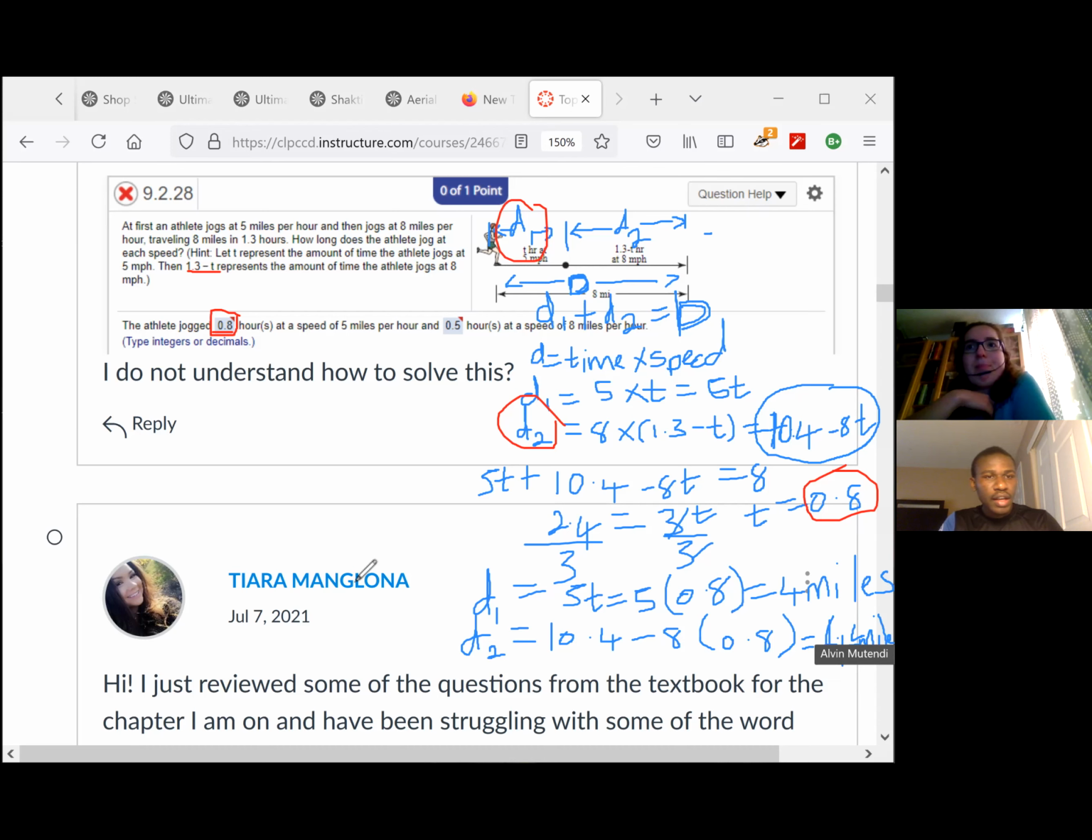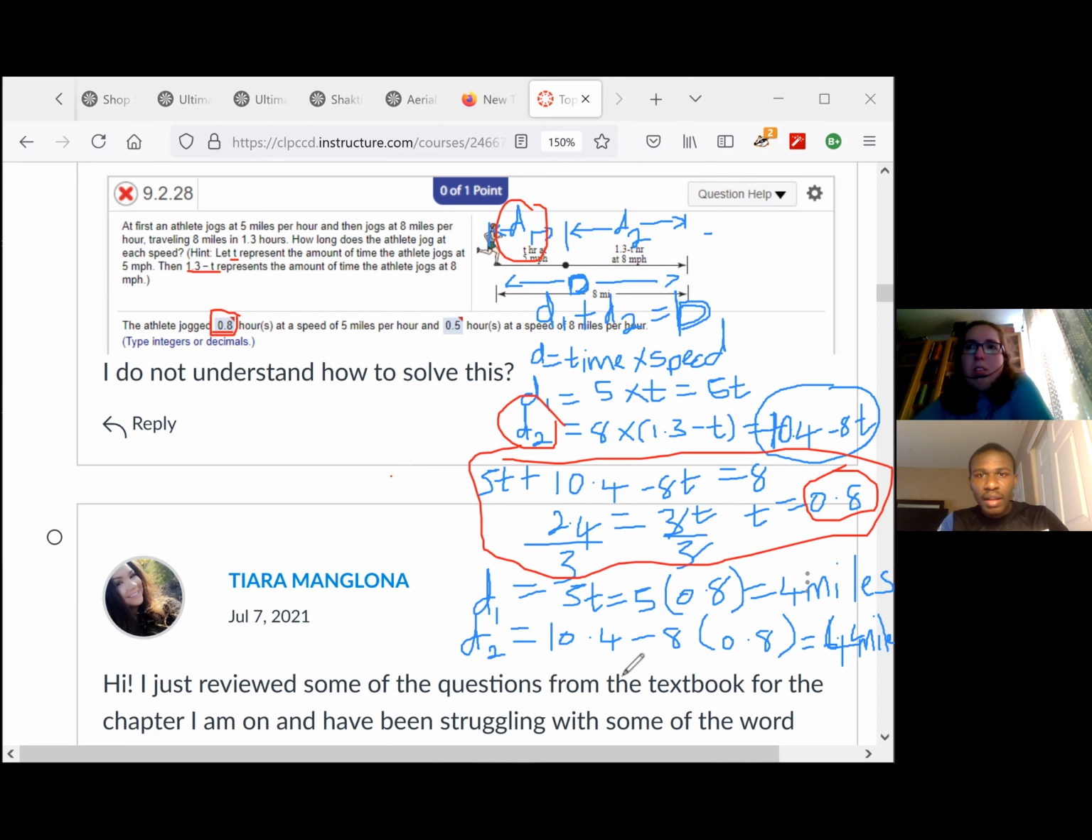Oh, okay, I understand. So you put 0.8 hours here. They want you to type integers or decimal. We want to see what the problem could be. Because T here is the amount of time the athlete jogs at 5 miles per hour. Is that what we just calculated here? Yeah, this was supposed to be the T because we related 5 in terms of D1, we have 5 times T. That's 5T.